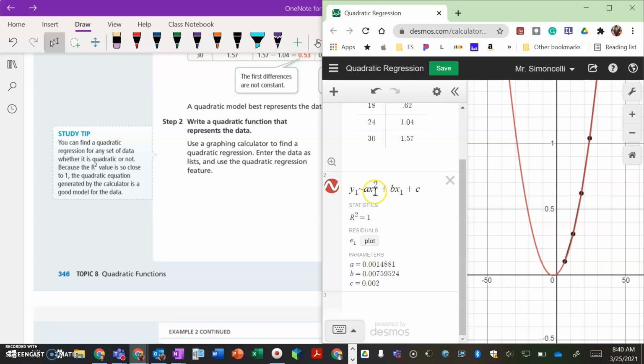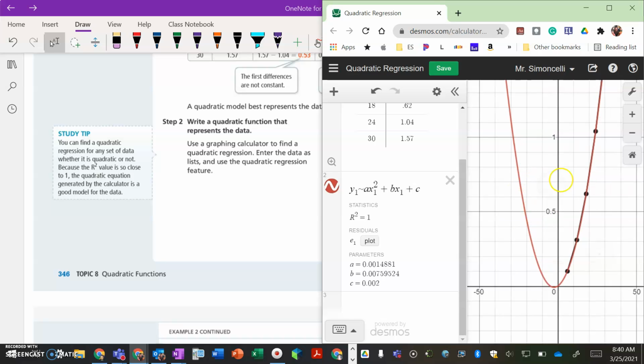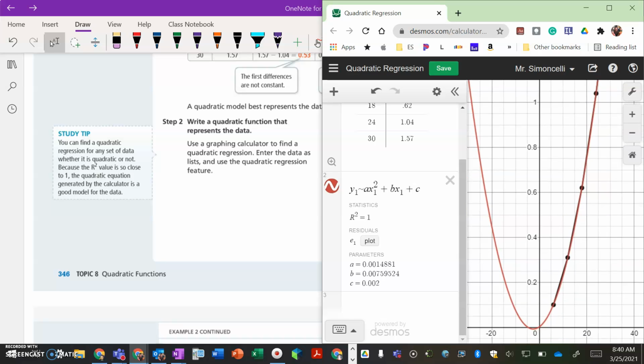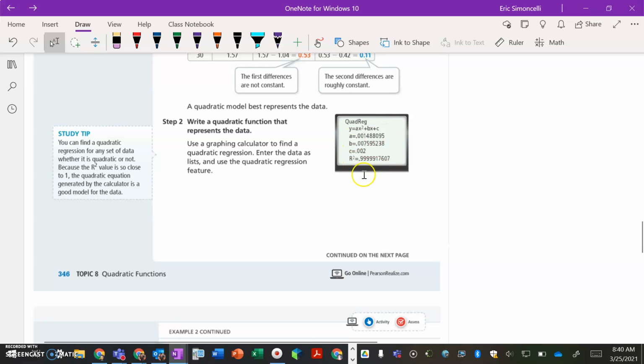0.0014 x squared plus 0.0075 x plus 0.002. Again, this parabola comes very close to touching every single point, but it may not necessarily go through any point for that matter. A best fit regression analysis, of course, speaks to this. So let's take a look. Their analysis, of course, shows this same exact thing. We've used Desmos, not the graphing calculator. And here's the conclusion. Step 3.